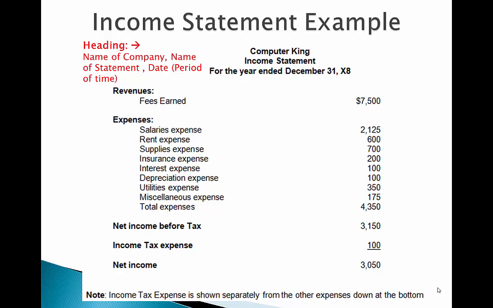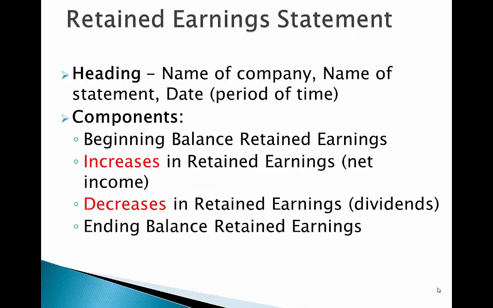for an expense account. And then you get net income before tax, which is $3,150, and then the income tax expense is $100, and then your net income is $3,050. Note how income tax expense is shown separately from the other expense down at the bottom. That's just tradition, and we always do that.